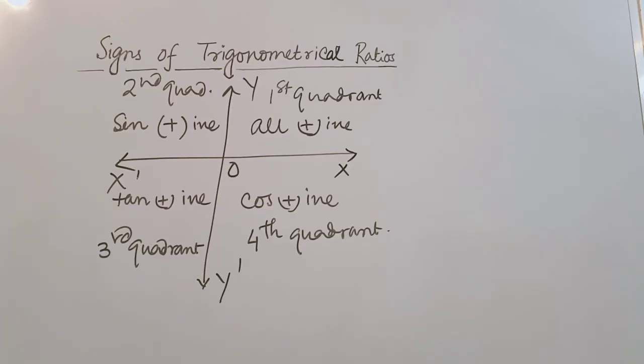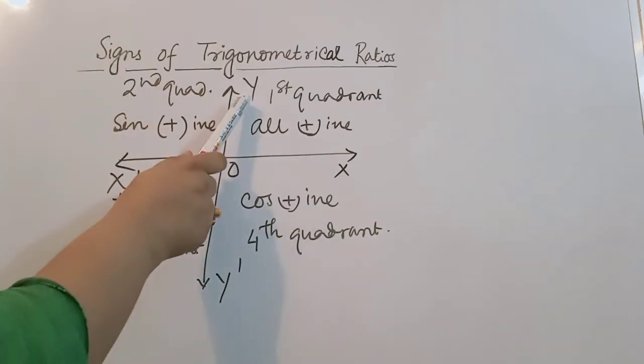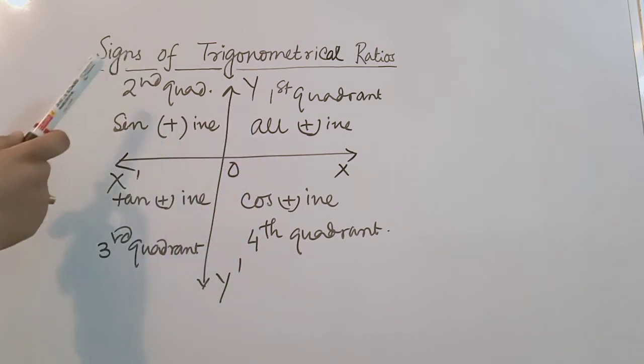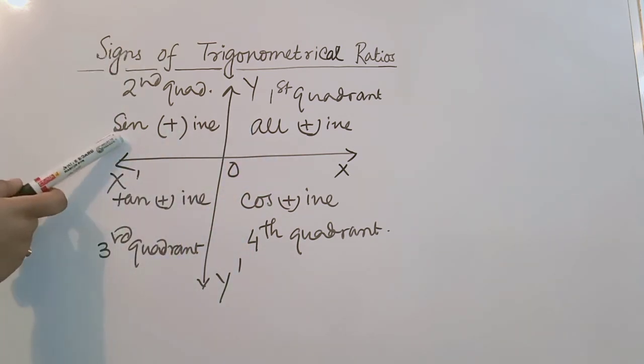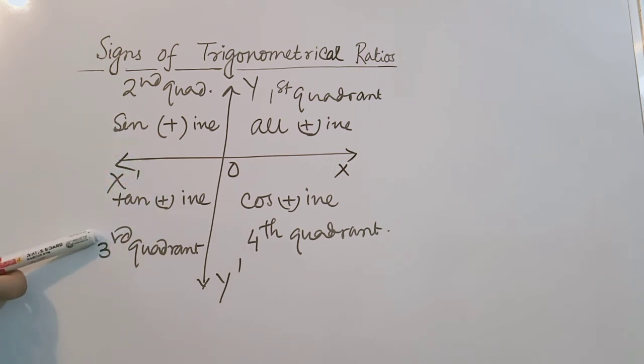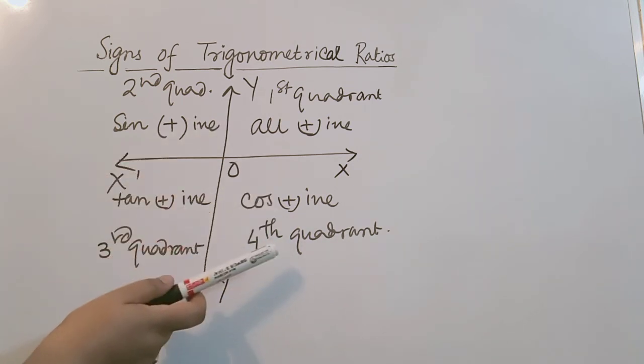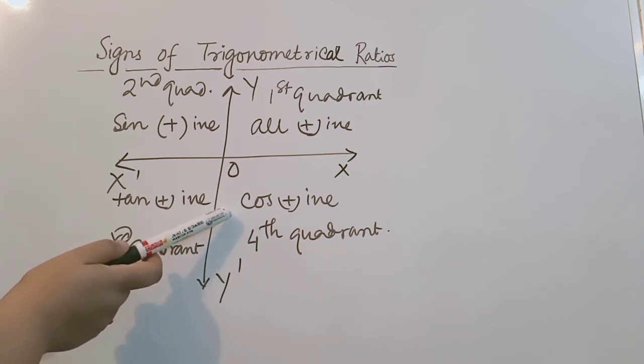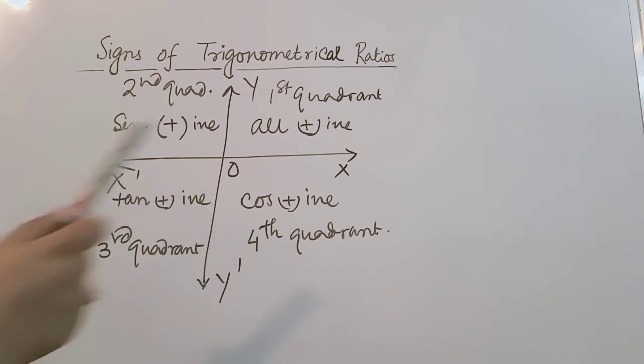So from this entire discussion, it is clear that in the first quadrant, sine, cos, tan, sec, cosec, cot all are positive. In the second quadrant, only sine theta and 1 by sine theta, meaning cosec theta, are positive. In the third quadrant, only tan theta and 1 by tan theta, meaning cot theta, are positive. And in the fourth quadrant, only cos theta and 1 by cos theta, meaning sec theta, are positive. Others are negative. So this is the all sin tan cos rule of trigonometry.